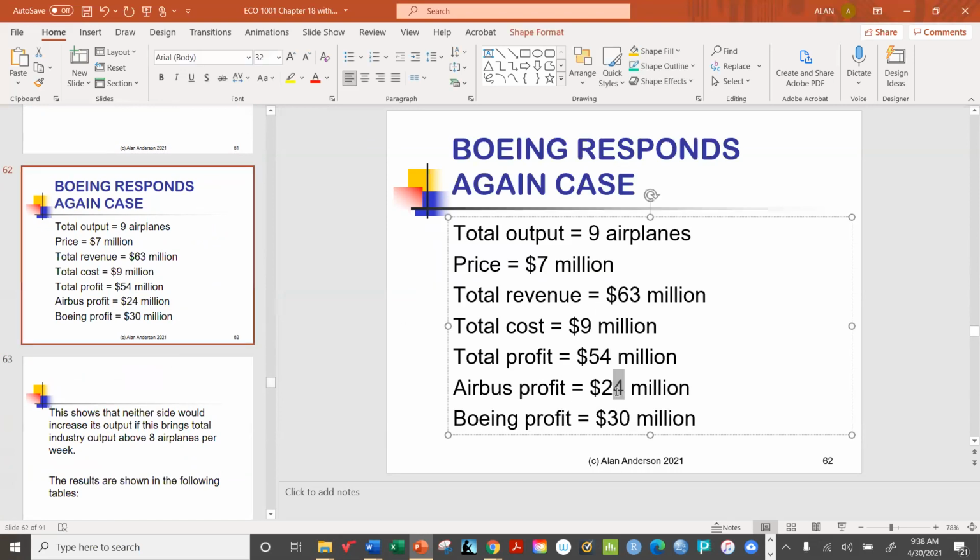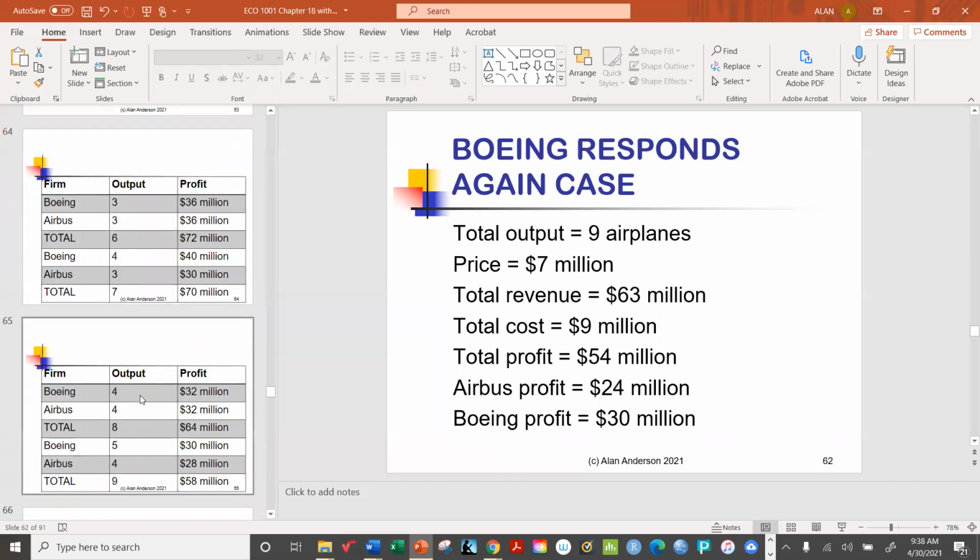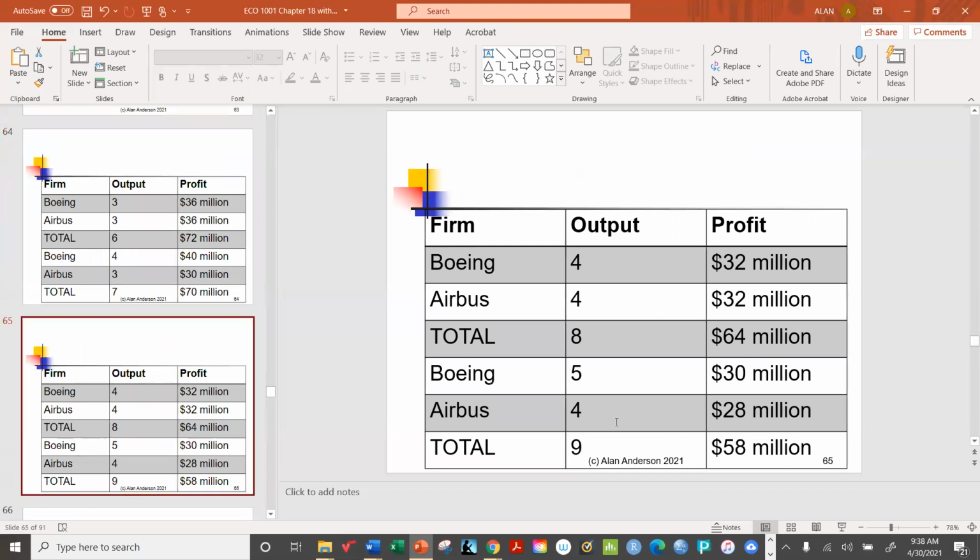Oh, wait, oops. Something's not right. I think I messed up this one. That should have been 24 right here. This is wrong. Sorry. All right, now we're all set.